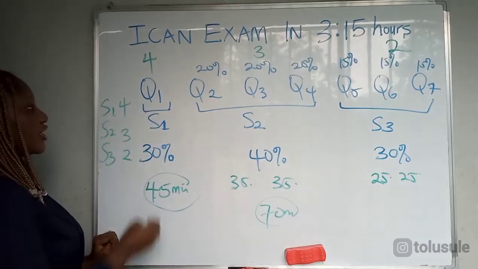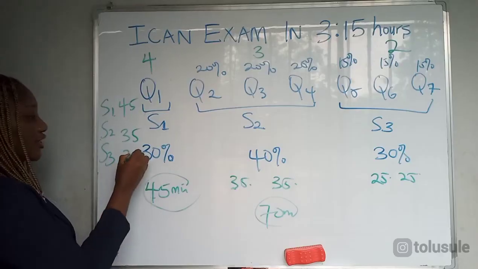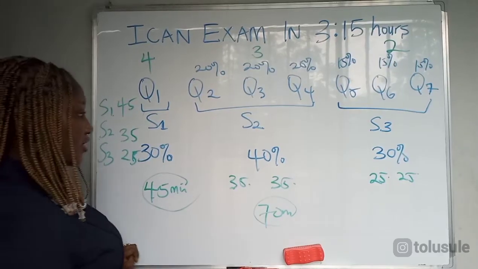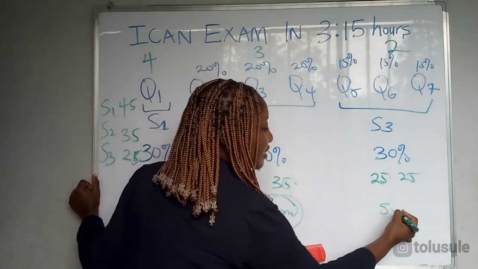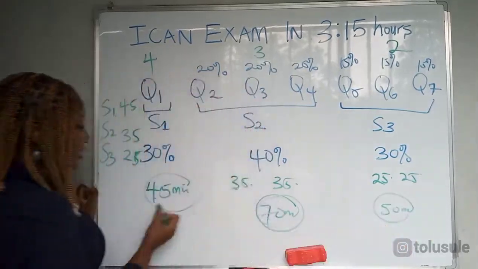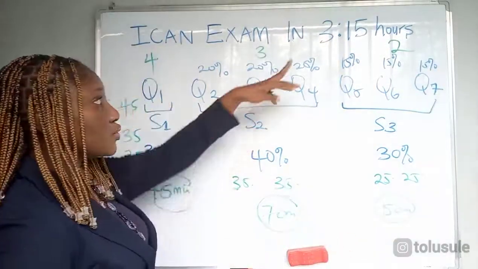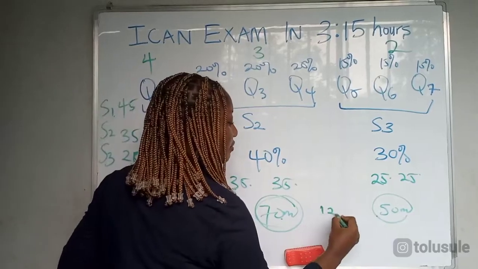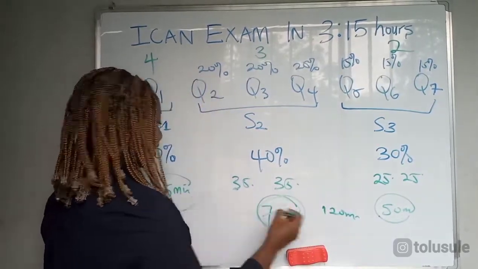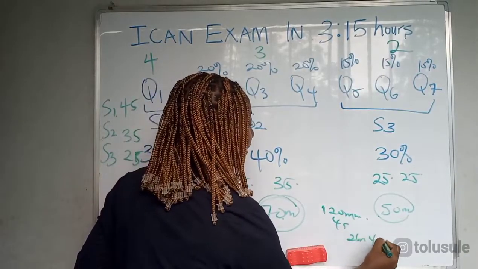Do you understand? You know that it's 45 minutes you're spending here, 35 minutes per question here, and 25 minutes per question here. So like you can see, you have 70 minutes to use here. You have 50 minutes to use here, which is almost the same as 45 minutes. Now, once you add up all of this together, we'll see if it is equal to 3 hours and 15 minutes, okay? So here and here, this is 120 minutes. Then 120 minutes plus 45 minutes. That's 2 hours and 45 minutes.